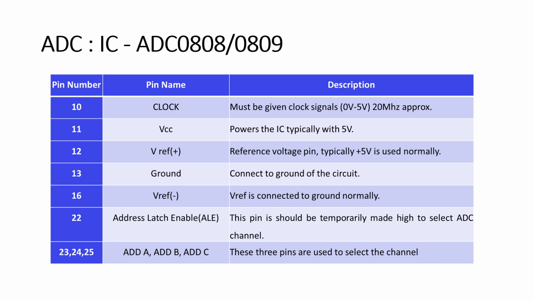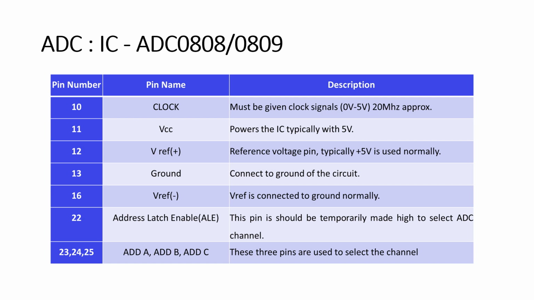VCC powers the IC typically with 5 voltage. V reference voltage pin, typically plus 5 voltage is used normally. Ground, connect to ground of the circuit. V reference minus is connected to ground normally.